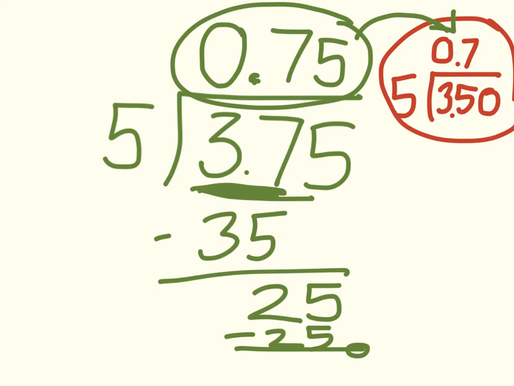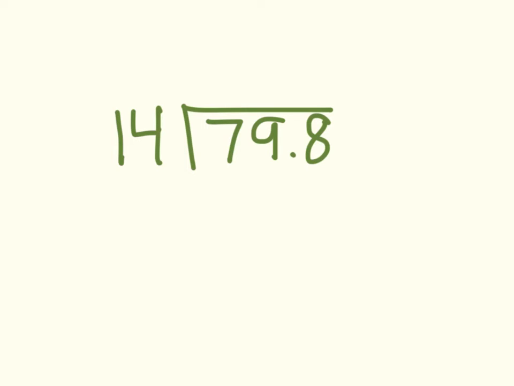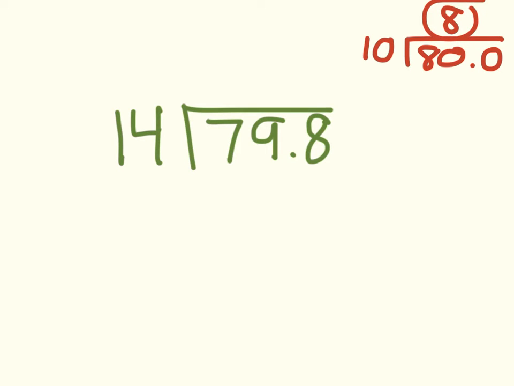Now let's do an even harder one. I'd like you to do this one along with me. First we're going to estimate, and we're going to estimate our 14 to be about 10. So when we think about 10, 79, I'm going to round it up to 80. So how many 10s go into 80? 8. So my answer is going to be about 8.